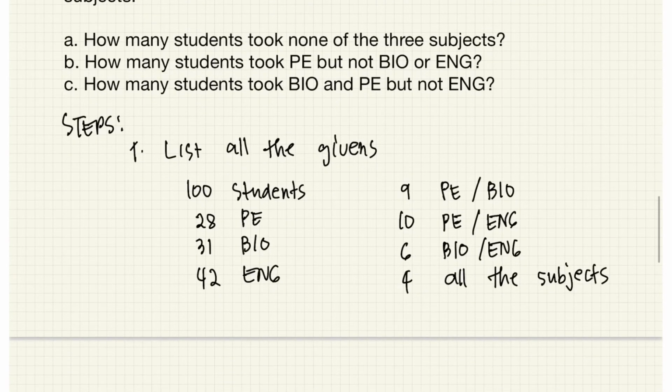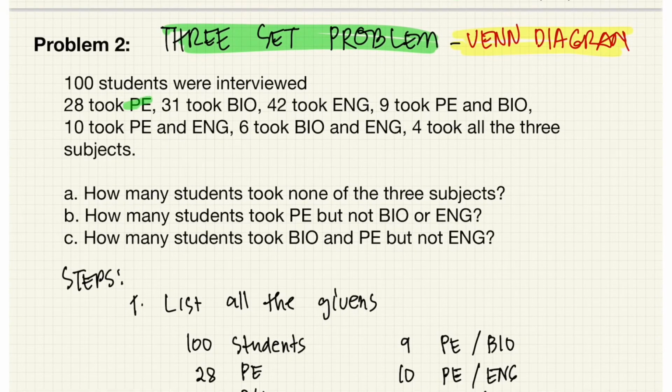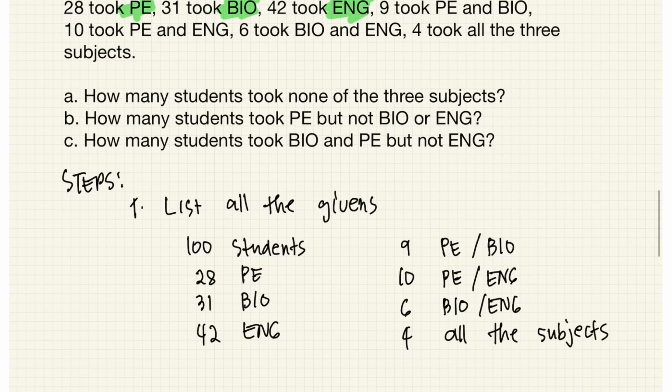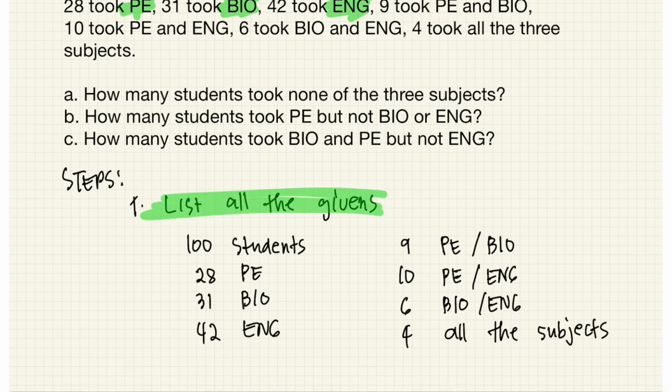Now it becomes three sets, guys, because when you look at it, we have three sets here. We have PE, biology, and English. So don't you worry too much. There's a lot of numbers there because it is a combination of one set and the other. All right. So first step is we list all the givens. Again, we follow the rule that you start from the universal down to where these sets are in common.